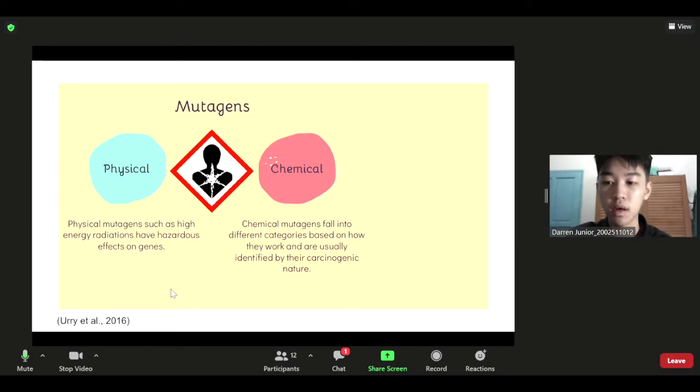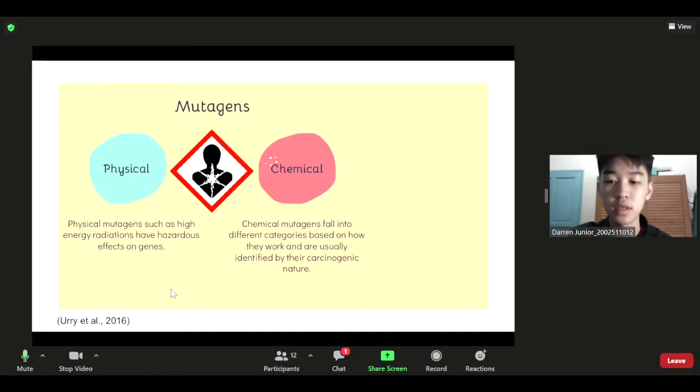Another example of mutagenic radiation is UV light, which could cause thymine dimers in DNA. Aside from physical mutagens, there are also chemical mutagens. There are several categories of chemical mutagens. The different categories depend on how the mutagen works.